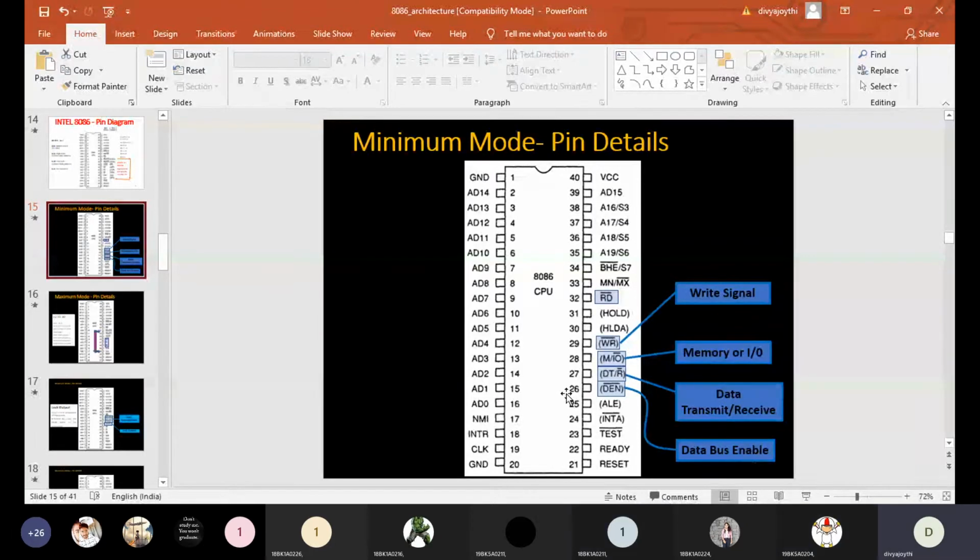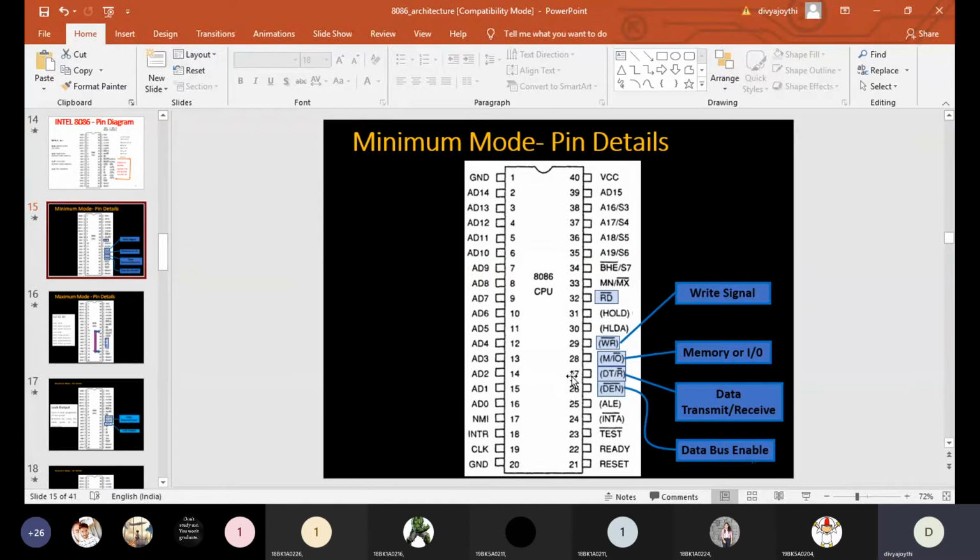Data enable: if pin number 26 is activated, that means to give 1 as an input to 26, DEN bar should be 0. If pin number 26 receives 0, the information at multiplexed pins will be data. If pin number 25 receives 1, the information at multiplexed pins will be address. That is the relation between 25 and 26.